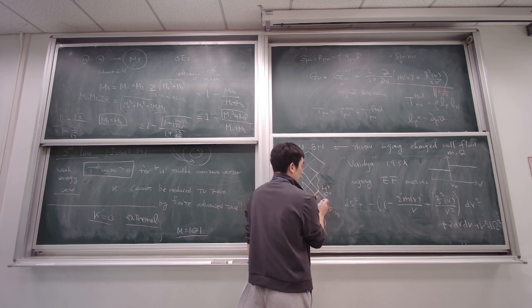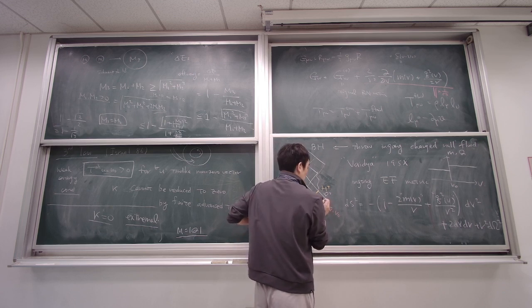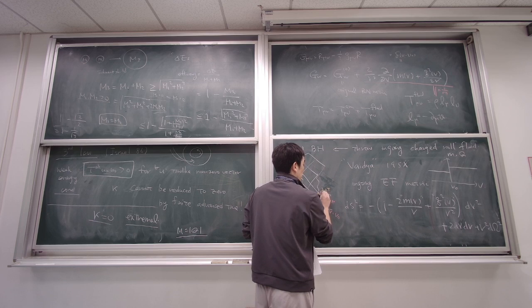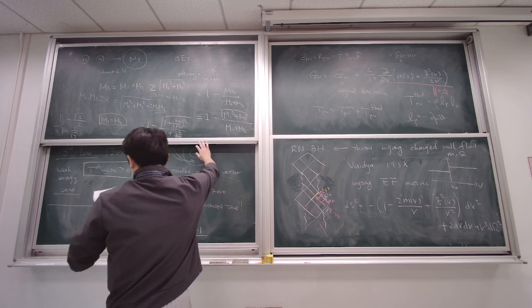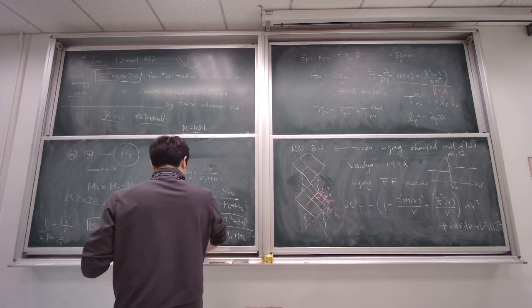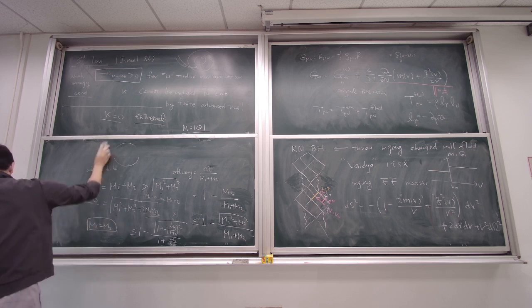So L mu is something like a gradient, right? A gradient vector. So it should be something like this. This is L mu. It's orthogonal. It's a gradient vector like this. Okay, and then we just need to solve the Einstein equation.